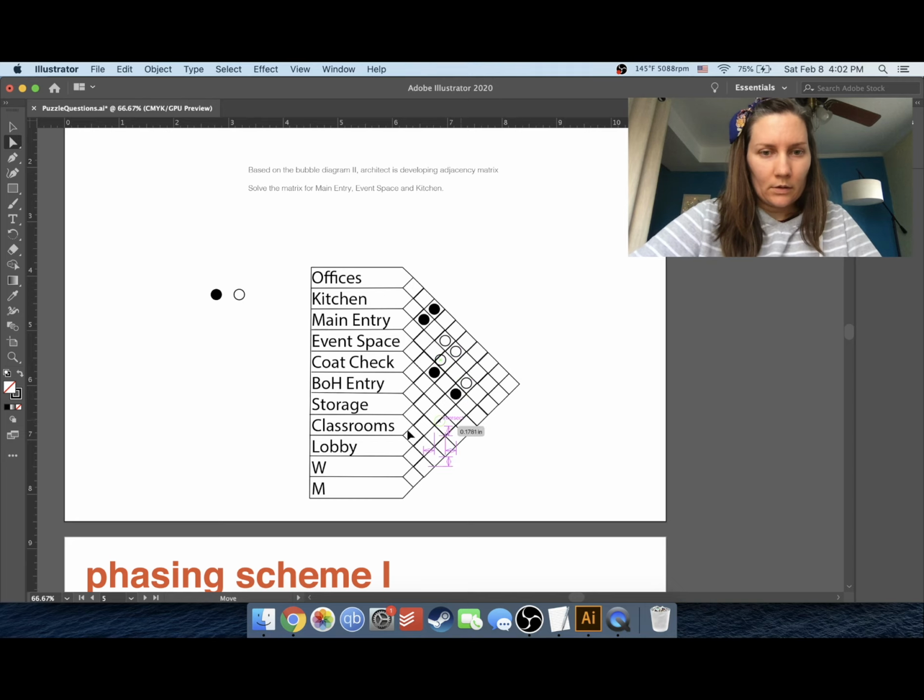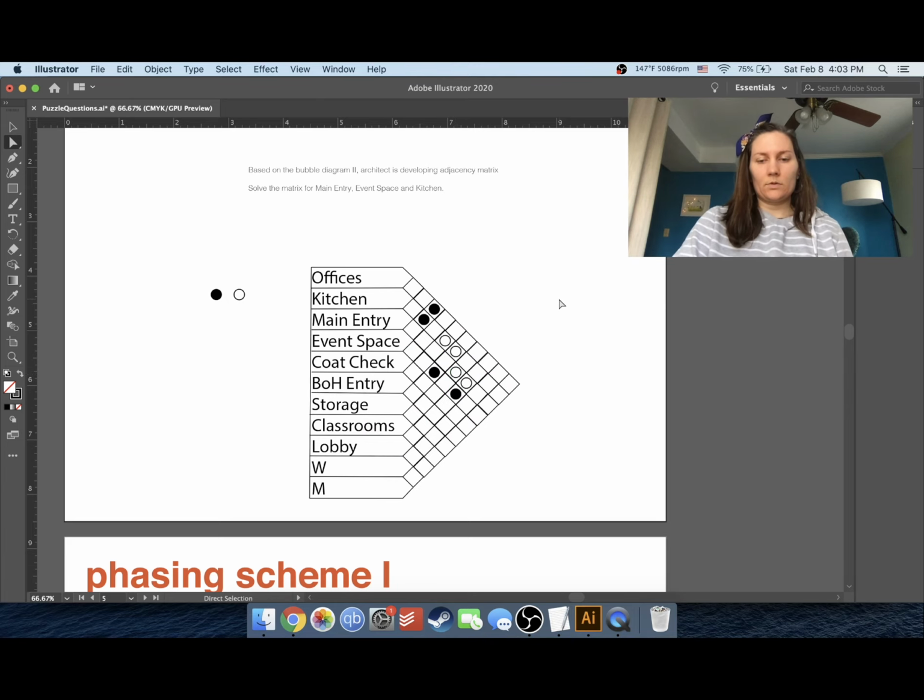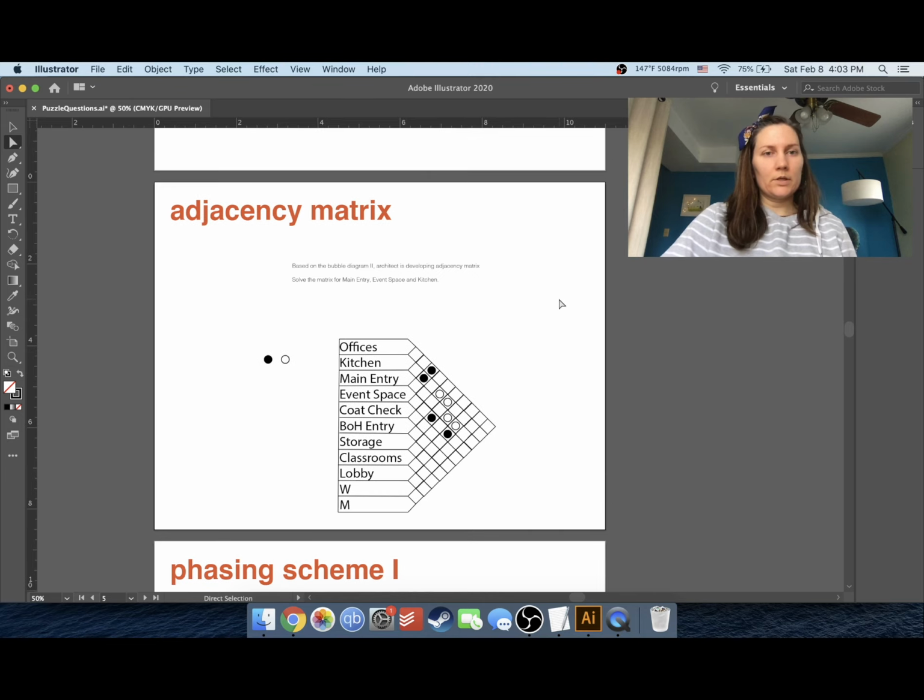Okay. So event space, classrooms. Is that right? Yeah, that should be right. So there's your adjacency matrix. Down.